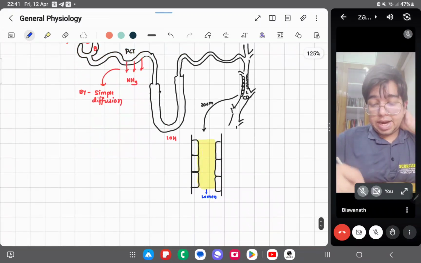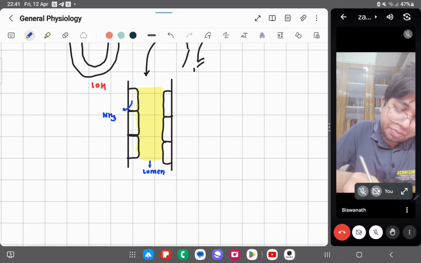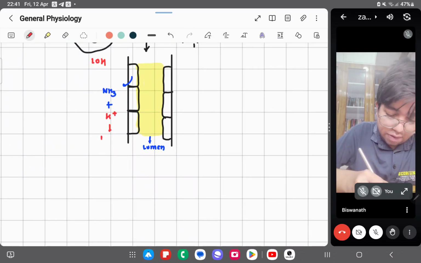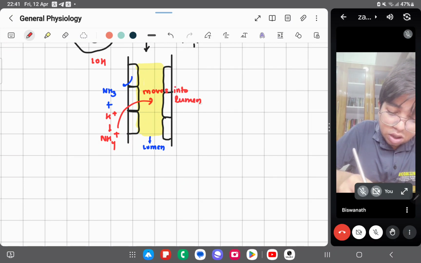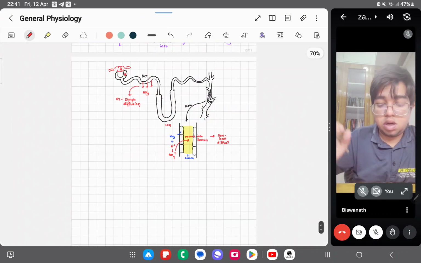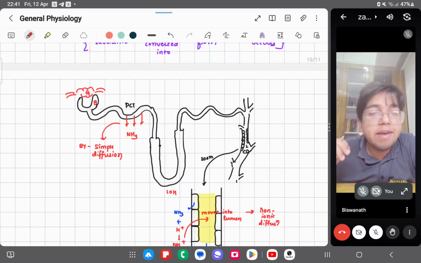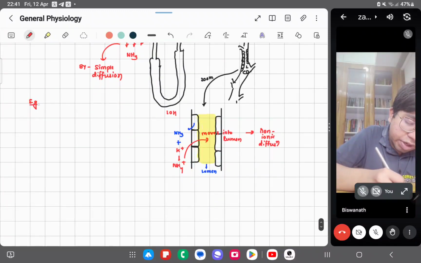Here what happens is that first, this NH3 within the cell will combine with H plus ion to form NH4 plus. This NH4 plus moves into the lumen, and this process is called non-ionic diffusion. This is the whole point of what I am trying to explain. You can remember two other examples of non-ionic diffusion.